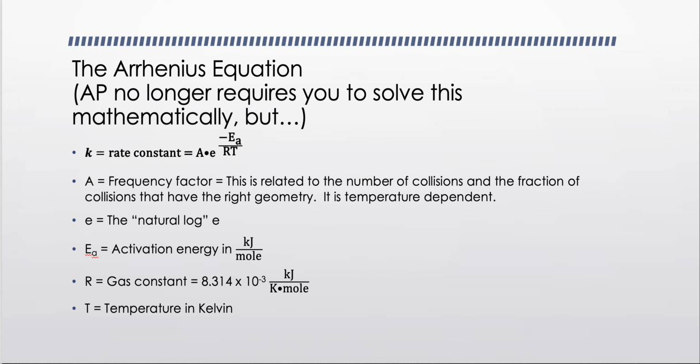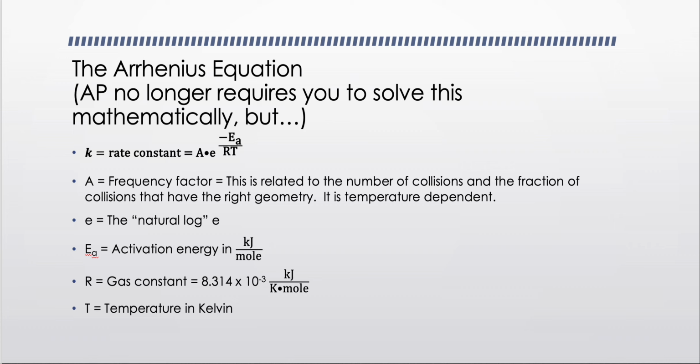This equation on these last couple slides here, called the Arrhenius equation, is no longer on your equation sheet. It used to be years ago, but it shows a correlation between your rate constant, k, activation energy, E sub A, how frequently your particles are having collisions, and a gas constant and temperature. You could see all your variables there.